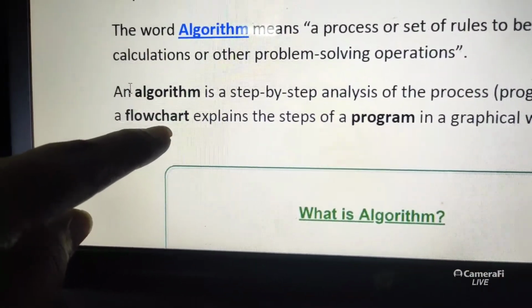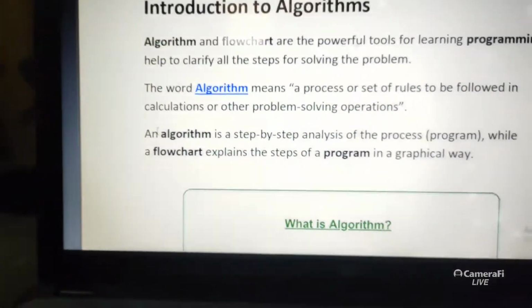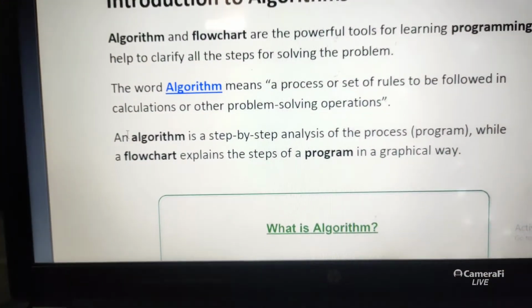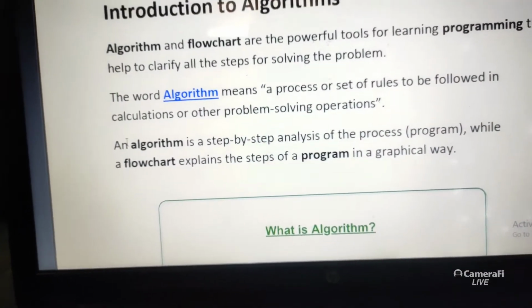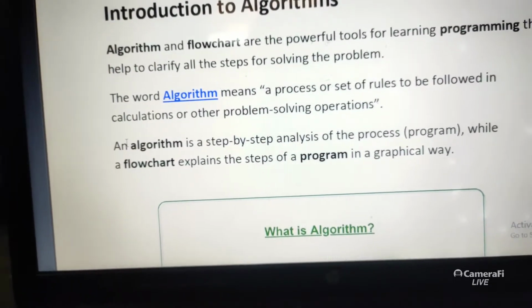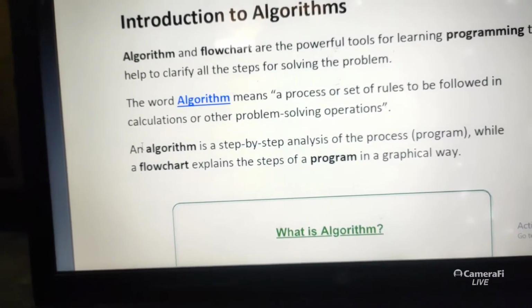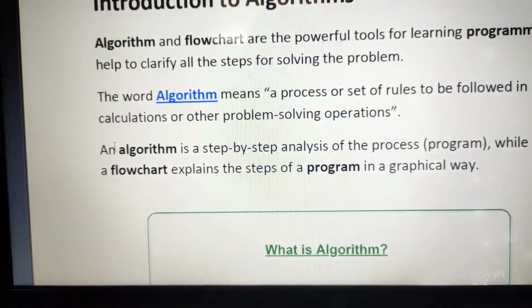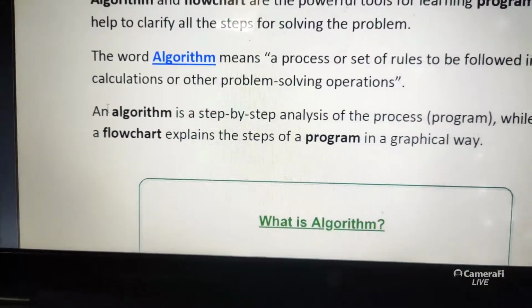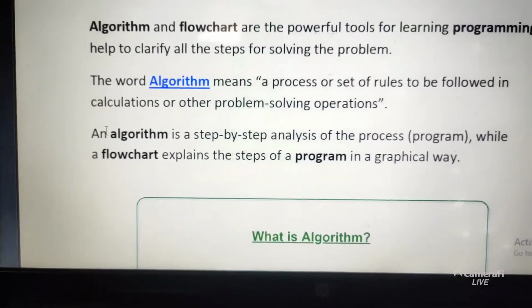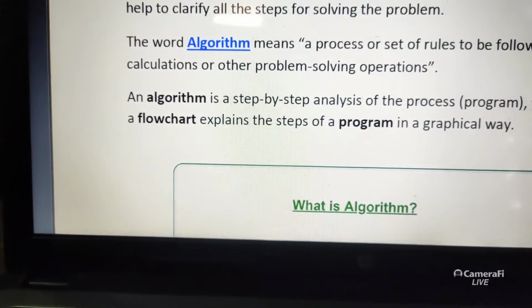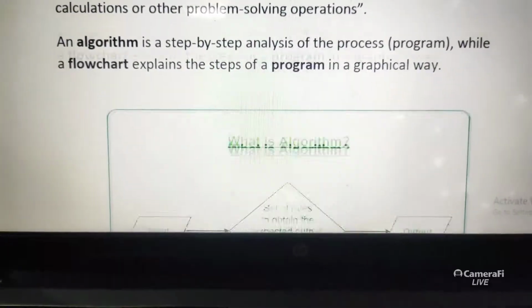For example, in 10th class you may be learning set theory: A union B, A intersection B. A union B we could do mathematically with the sets, and we could also show it with diagrams, Venn diagrams. So the same thing, a step-by-step description is the algorithm, and the same algorithm represented with a picture is called a flowchart.